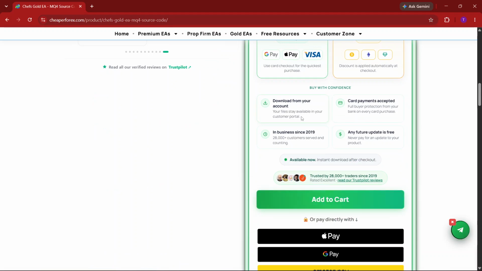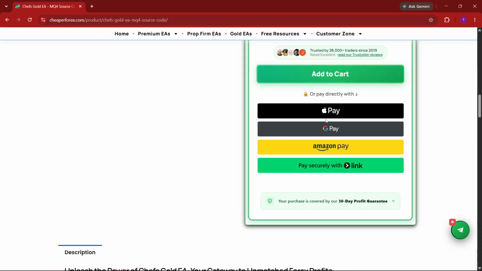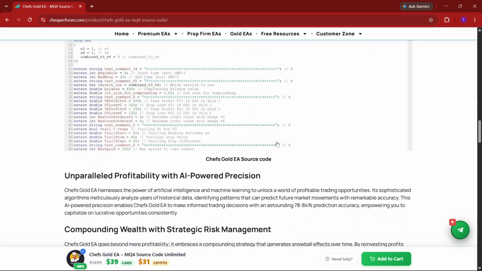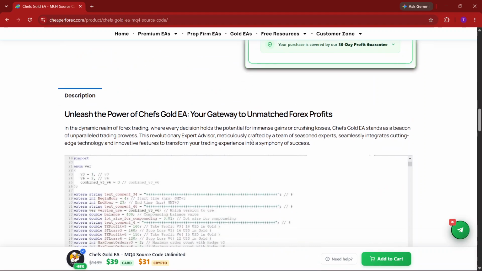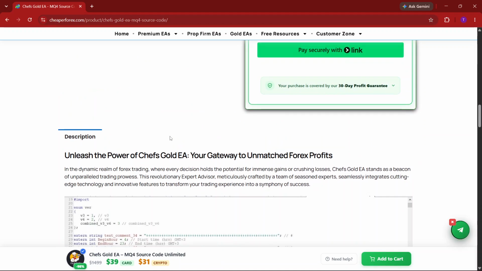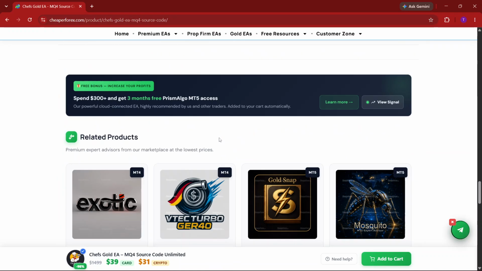They say your file is still available in your customer portal and all that. I can try it. There's no option for a demo, which is a bit of a red flag, as you can't really test the EA before committing your finances to it.